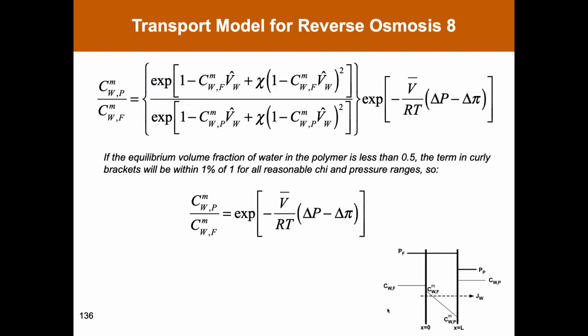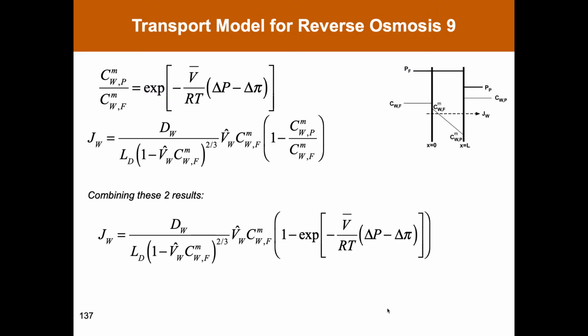And so we can write this ratio of concentrations of water inside the membrane as shown here. And now this is a key result that we need because it relates the internal concentration gradient in the membrane to externally measurable quantities that we can actually go into the lab and measure. And so we can put that into the expression for the flux and get the result that is shown here.